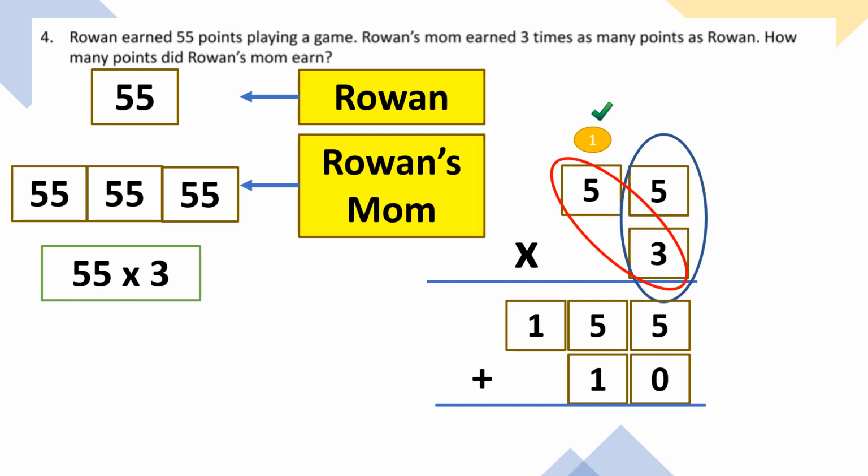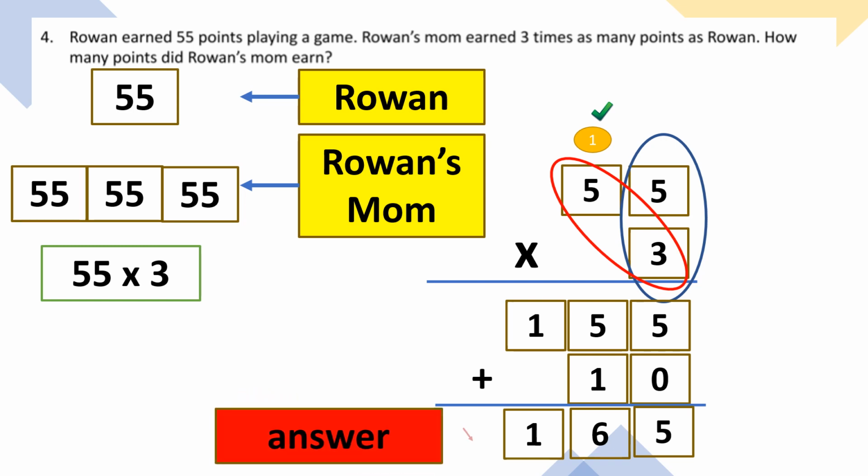Let's start adding in our ones place. 5 plus 0 is 5. 5 plus 1 is 6. And 1 plus 0 is 1. So our solution, or our product, of 55 times 3 is 165. That's our answer. Now, if you need to pause your video to check your work, do so now. Or if you need to pause the video to write everything down, it's time to do that as well.